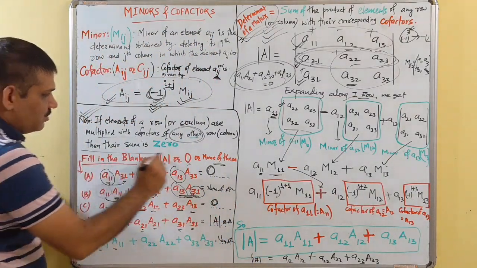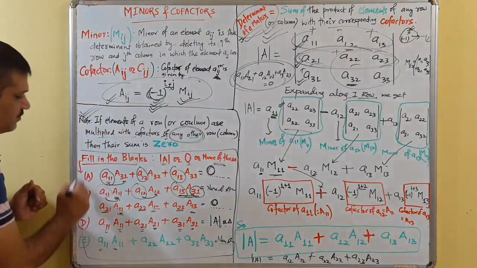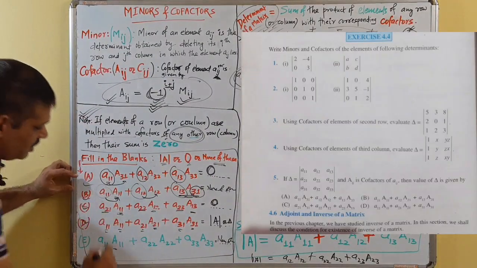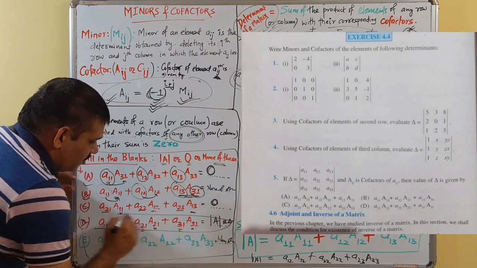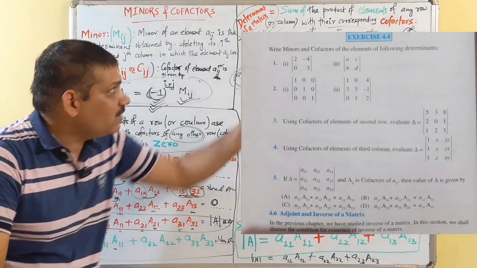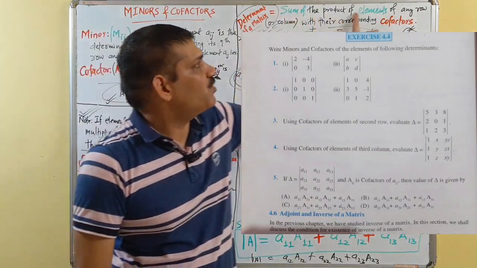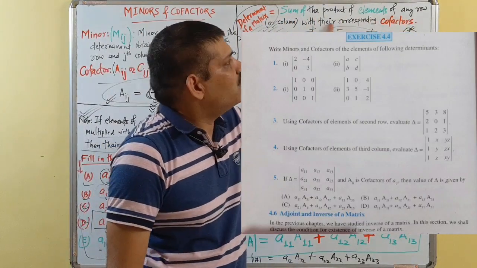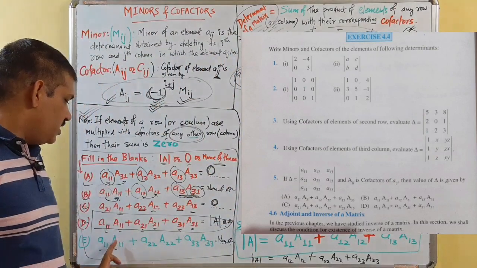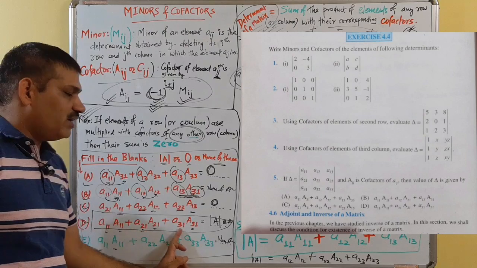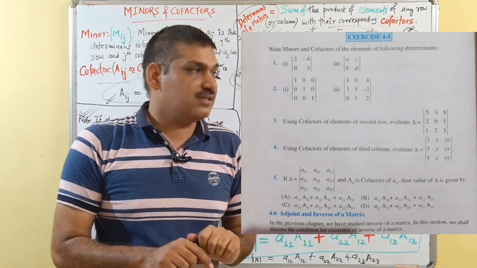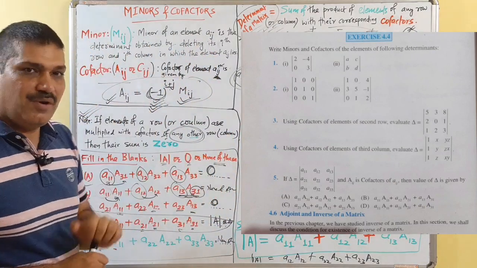Let's talk about exercise 4.4 now. This is the last MCQ in which we were given 4 options. Which of the following is the value of the determinant? We must choose a row or column and multiply its elements with their corresponding cofactors and sum them up. You are going to get the value of the determinant. That's it.